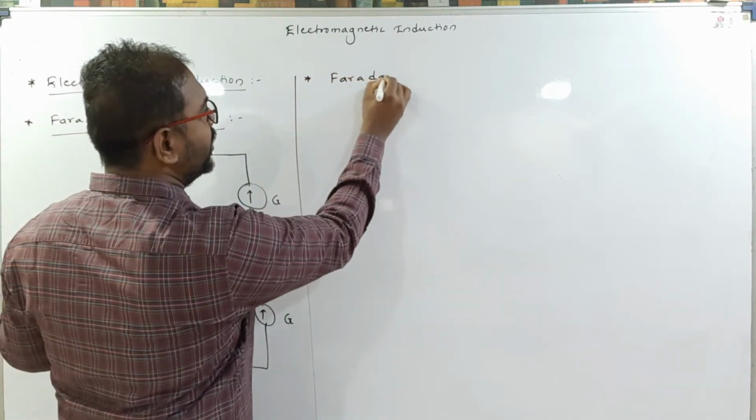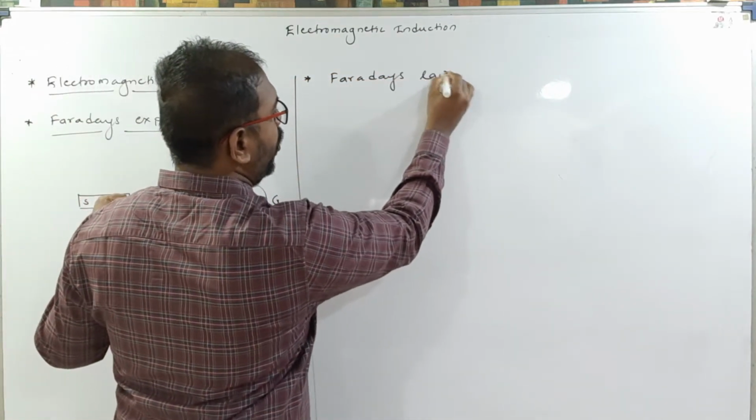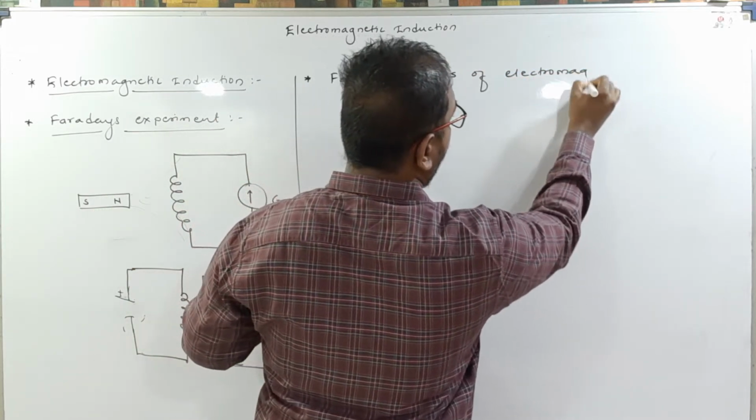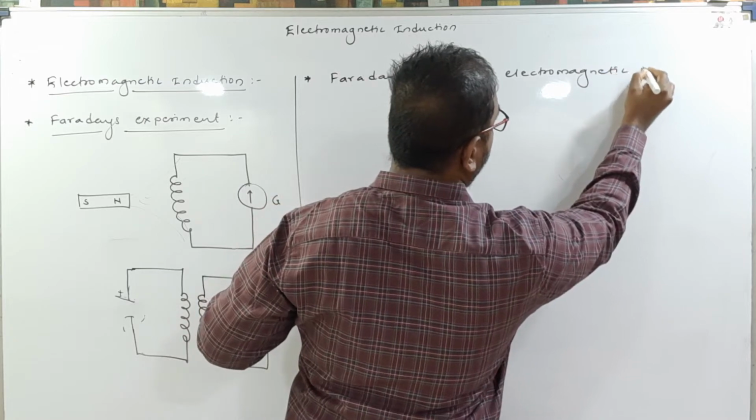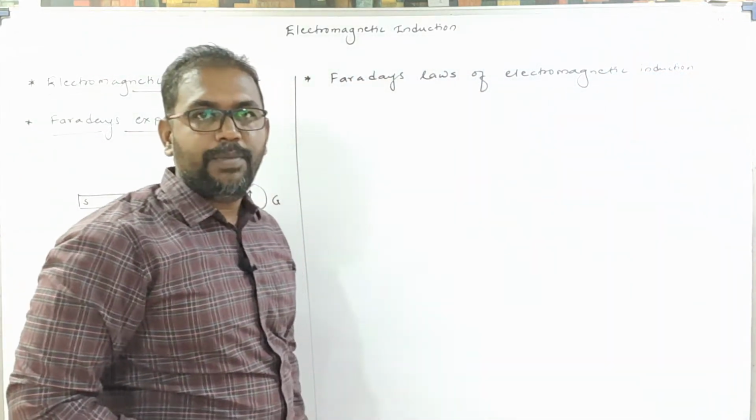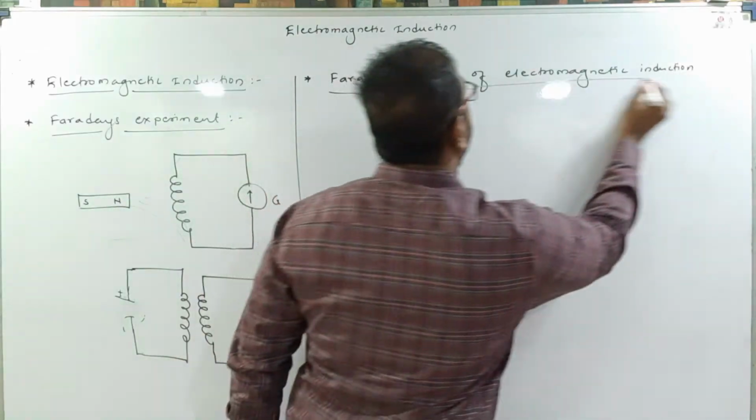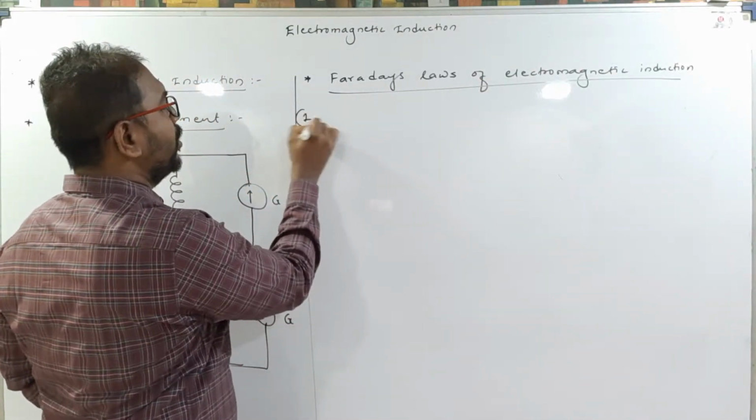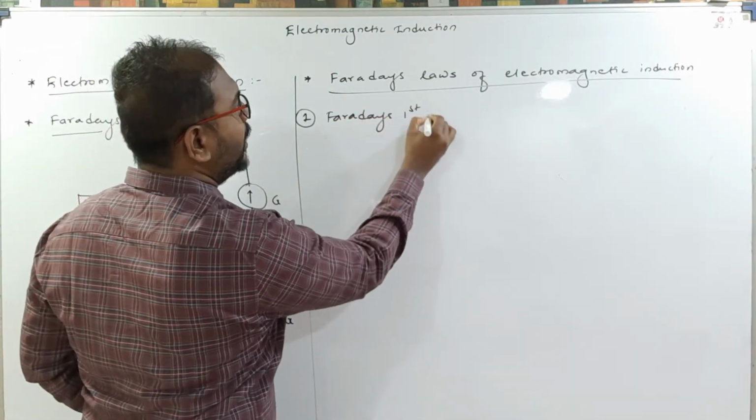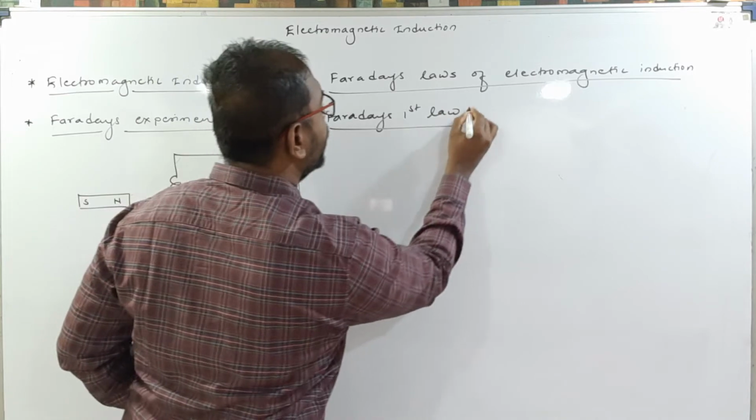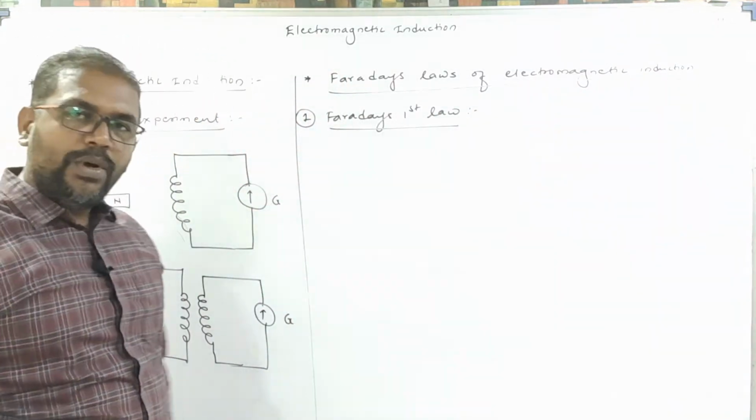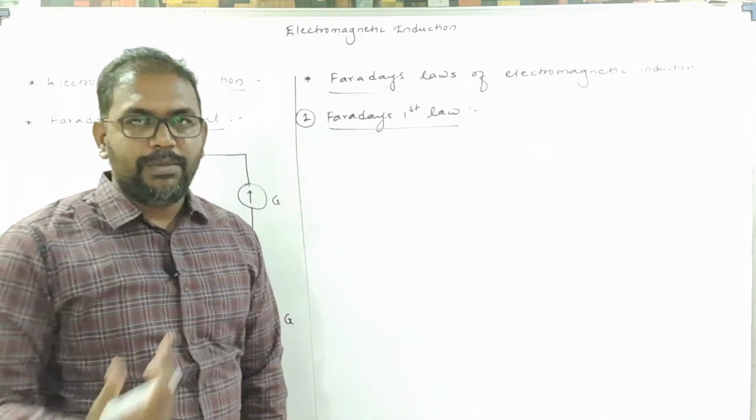The next article is Faraday's laws of electromagnetic induction. Now I can explain the first law, Faraday's first law. Faraday's first law gives the idea or cause of the induced EMF. What is the cause? Magnetic flux changes, EMF is induced.